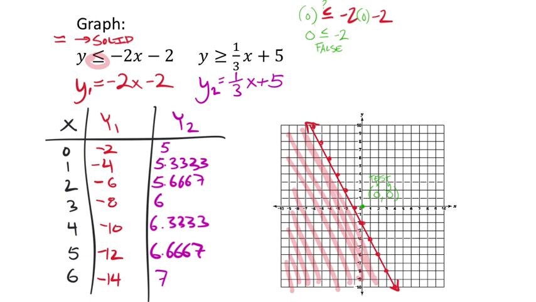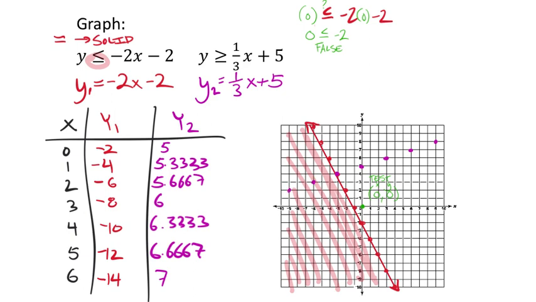So I've got 0, 5 to start with. That would be here. I've got 3, 6. So 3, 6. And then 6, 7. Now again, if you were to scroll down in that table, you would also get 9, 8. Or if you were to scroll up, you'd get -3, 4, -6, 3, and -9, 2, like this.